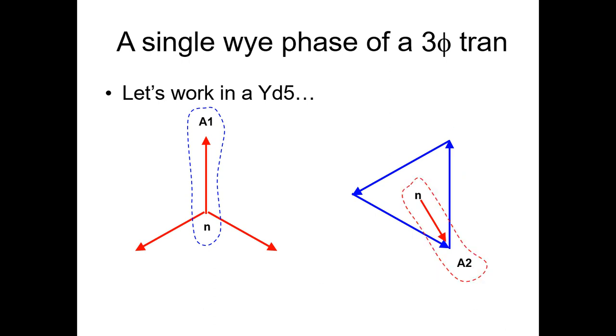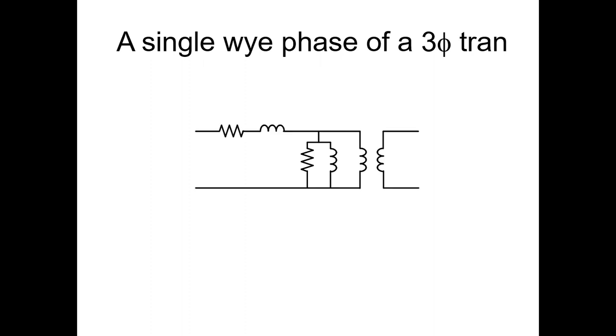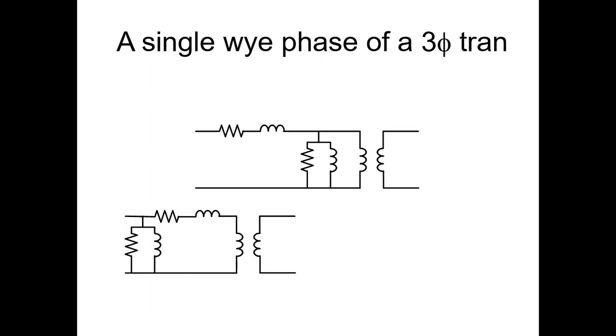But the ratio that we're interested in when we find a Y equivalent circuit in a three-phase clock connection of the transformer is between those two phasors, VNA1 and VNA2. VNA2 is lagging behind VNA1 by 5 times 30, by 150 degrees. The model that we have learned is either this one or that one if we neglect the magnetization and the excitation current altogether.